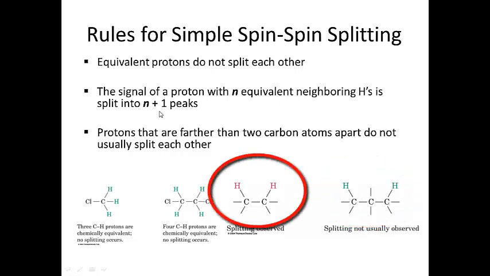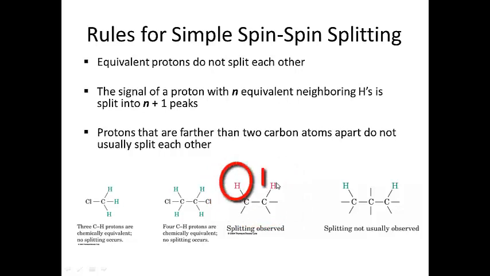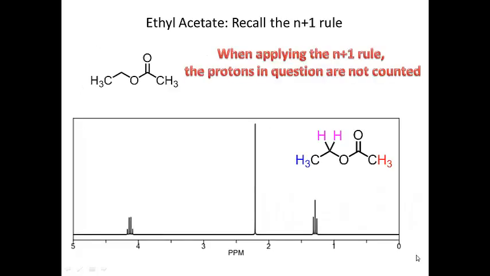Here, what you would see is the signals being split into n+1 peaks, where n is the number of neighboring protons. Let's say, for instance, this carbon has one neighbor here, so this will be split into n+1 peaks, where n is 1 because of this one neighboring proton. And so the signal is going to be split into 2 lines, or what we call a doublet.